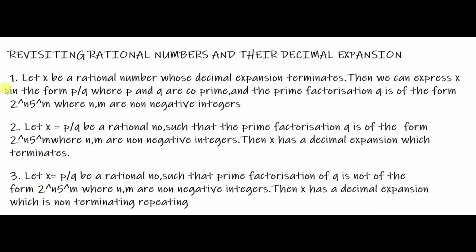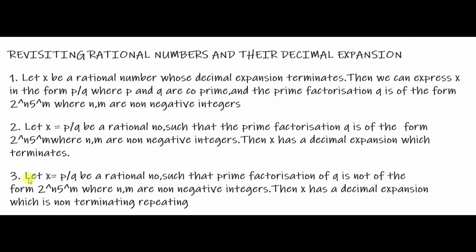Then the next theorem: x equal to p by q is a rational number such that the prime factorization of q is not of the form 2 raised to n into 5 raised to m. That means the denominator is not of that form. Then x has a decimal expansion which is non-terminating repeating. If the denominator is of the form 2 raised to n into 5 raised to m, the decimal expansion terminates. You have to remember this concept only.